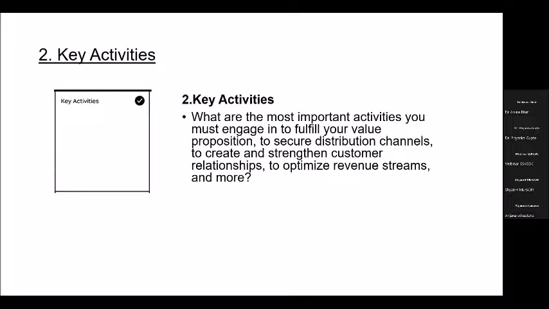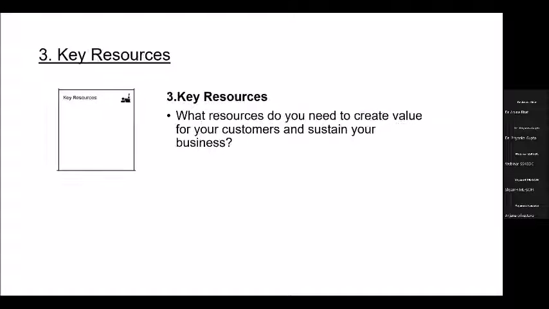Now the second one is key activities. What are the major activities you are going to perform in your venture that will help you run your business successfully? What are the most important activities you must engage in to fulfill your value proposition, to secure your distribution channel, to create and strengthen the customer relationship, to optimize your revenue stream, and many more? You have to write these down in column number 2, key activities. Now key resources is also a very important thing. What resources are needed to create value for your customer and to sustain your business? In this block you have to identify your resources and write them down.